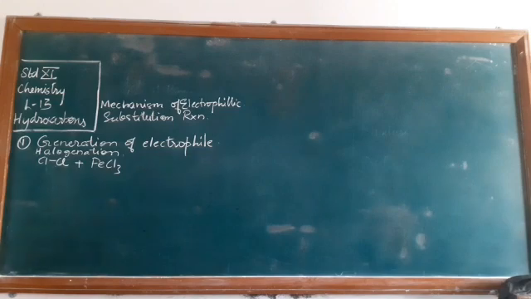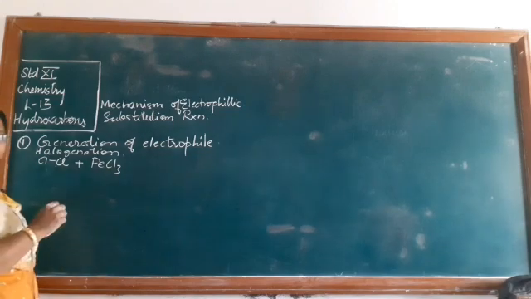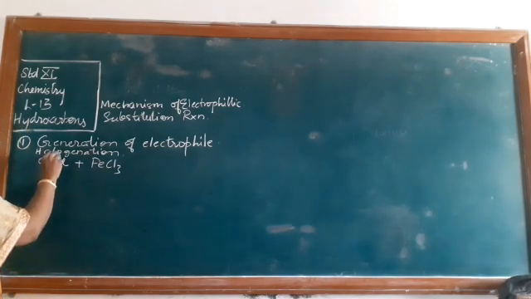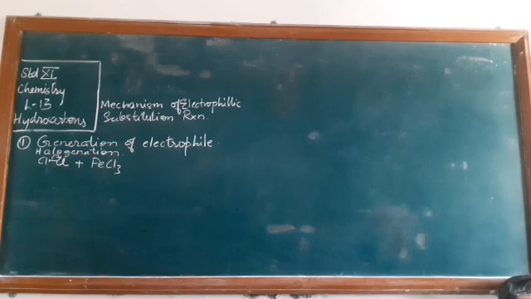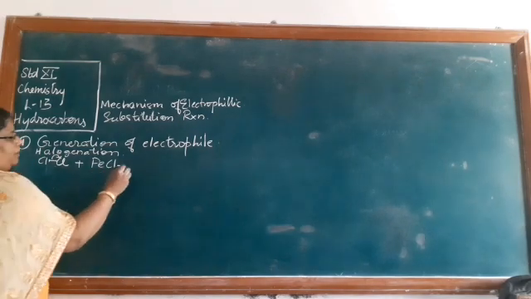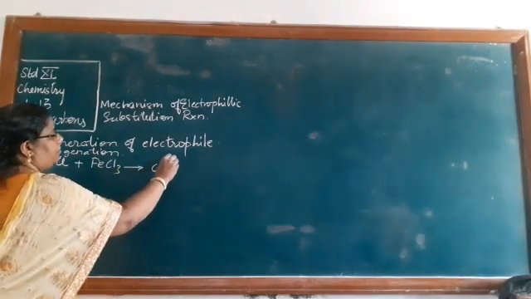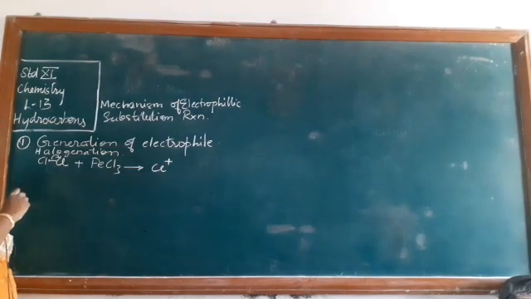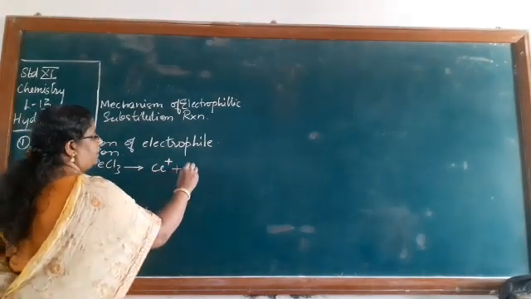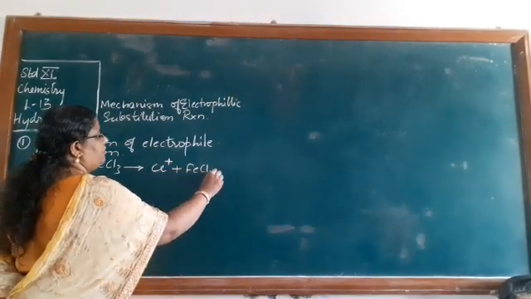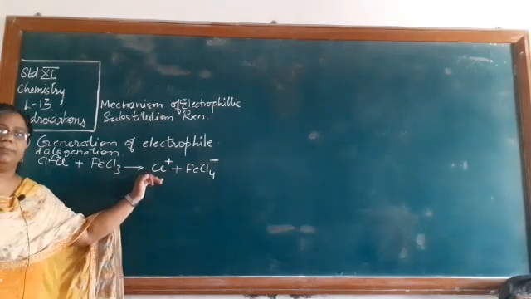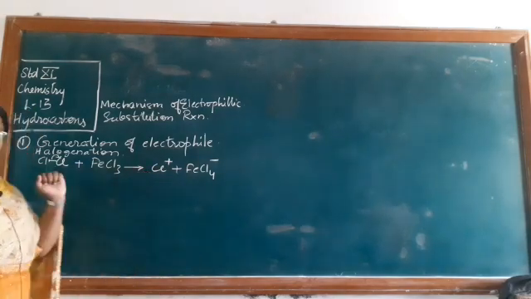So Cl2 gives Cl plus. What is the catalyst used? Either it is FeCl3 or it can be AlCl3. So bond breaking, how does it take place? Both these electrons will be taken away by the chlorine and the Cl plus ion is formed. This is the electrophile, and this FeCl4 minus species is also formed. So this is the first step, that is generation of electrophile.